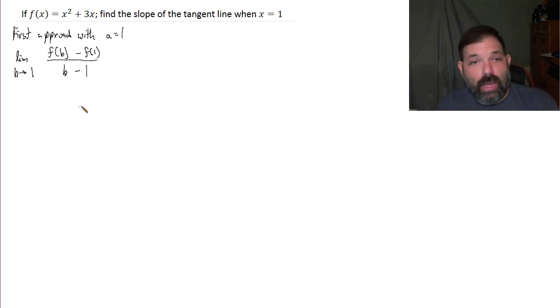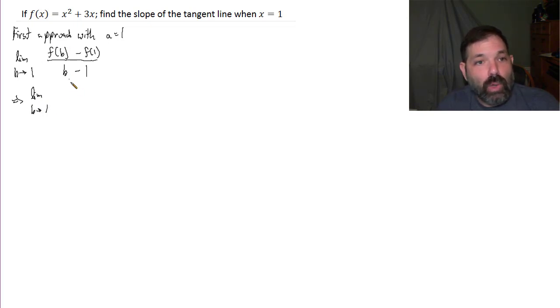Now, I cannot directly substitute, because if I substituted b equals 1, I'd have f of 1 minus f of 1, which must be 0 in the numerator, and then 1 minus 1, which is 0 in the denominator, an indeterminate form. All right, so let's use some substitutions here. This is still the limit with b approaching 1.